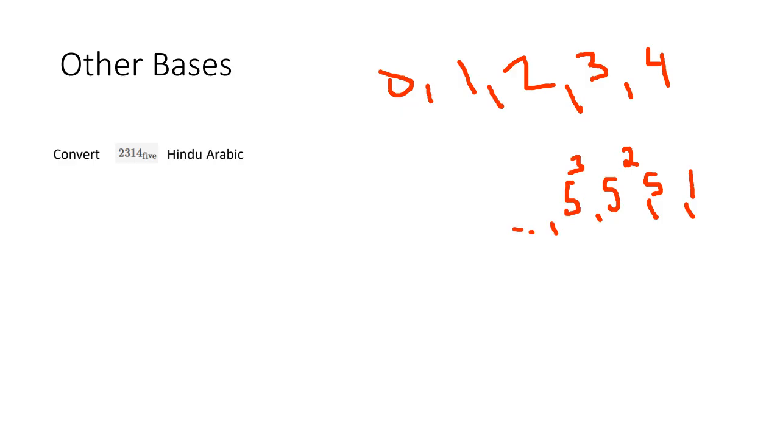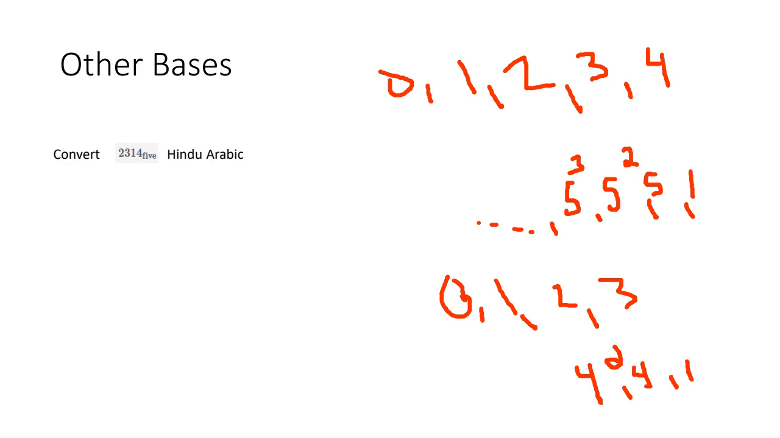If you're in base 4, you would just have 0, 1, 2, and 3. And your place values would be 1, 4, 4 squared, 4 cubed, and so on. But we'll talk about that next week.